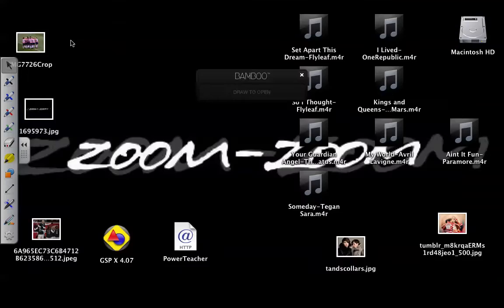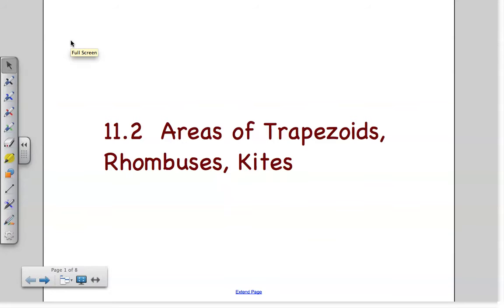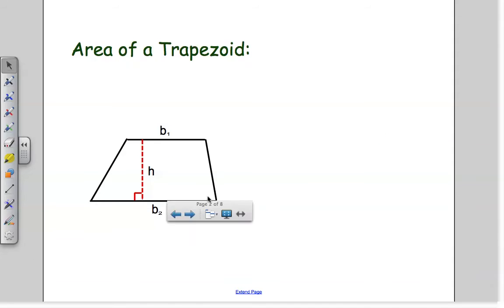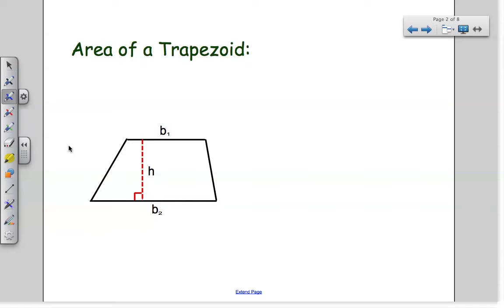Section 11.2, we're going to look at areas of trapezoids today, and then areas of rhombuses and kites as well. And so we're going to start out discovering, coming up with this formula for the area of a trapezoid. Remember, by definition, a trapezoid has one pair of opposite parallel bases. So base 1 and base 2 here are parallel. You notice I have the height labeled.